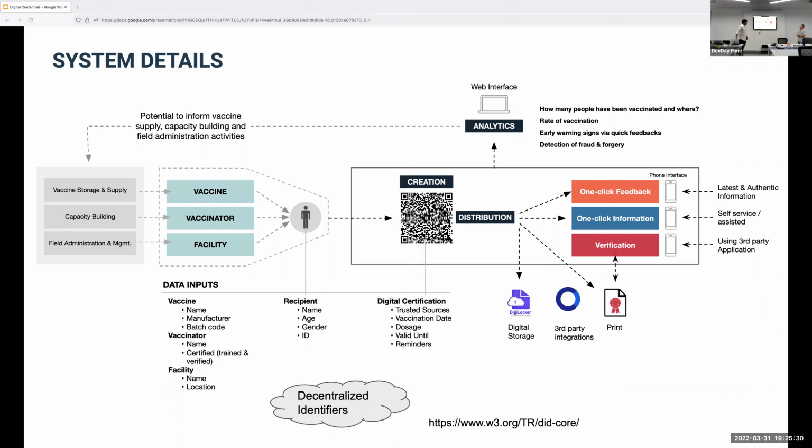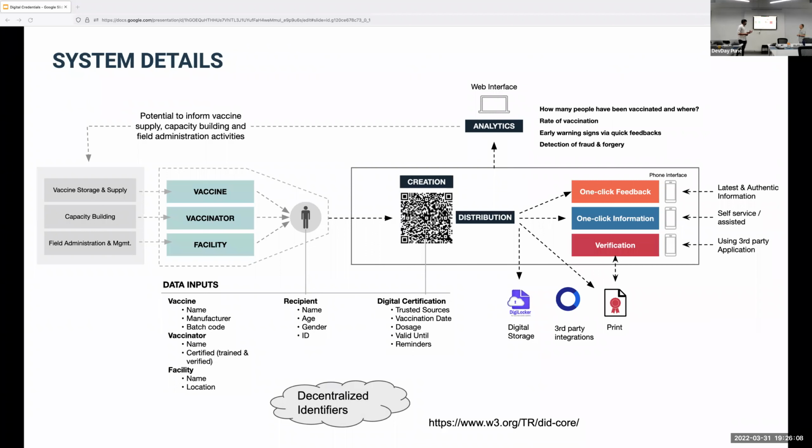Along with that, once the verifiable credential, or the vaccination credential, is created, the next thing is we capture the complete analytics around it. It tells how many people have got vaccinated and where they have got vaccinated, and the rate at which the vaccination is happening. We also capture feedback from the recipient. Once they get vaccinated, if there are any adverse effects, the system allows the recipient to submit them. That is the feedback system.